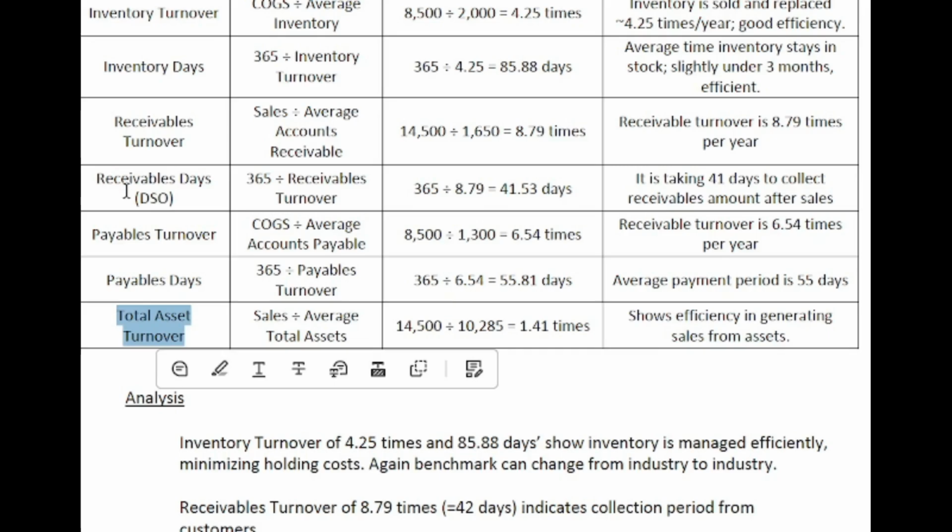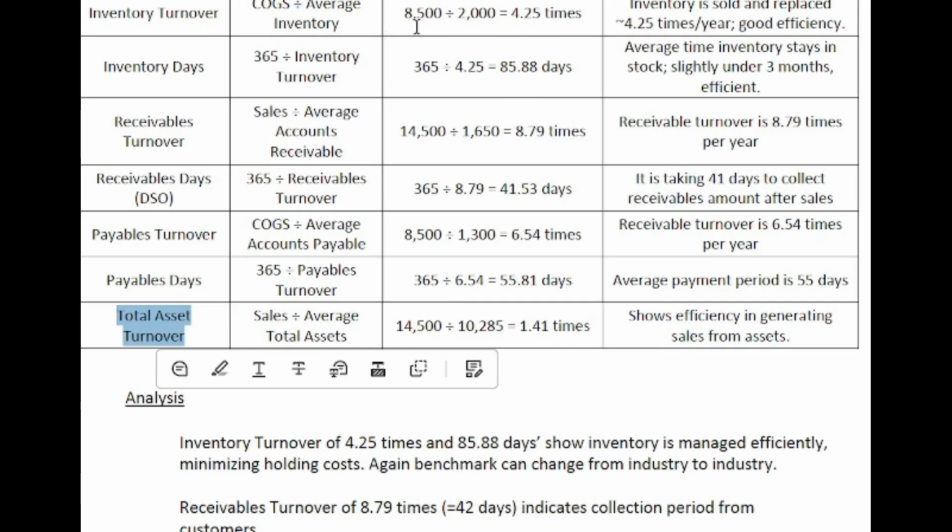Here, in the activity ratios also, we are always taking one value from the income statement and another value from the balance sheet. So the thumb rule is, if you are taking one value from the income statement and another value from the balance sheet, you always average the balance sheet item. The formula for inventory turnover ratio is cost of goods sold divided by average inventory.